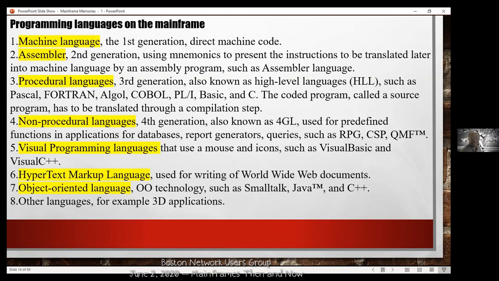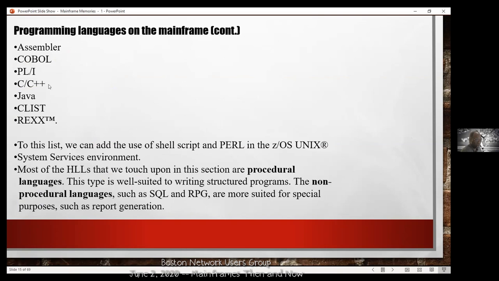So, a little bit more on those various languages. The procedural languages are referred to as high-level languages. And the non-procedural languages, things like SQL, RPG, moving forward to C, C++, again, didn't have to be compiled, and were eventually broken down into ones and zeros, but without having to go through that extra step of compilation. Sure.